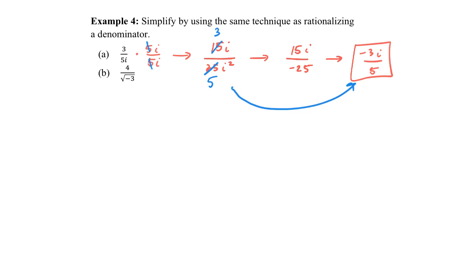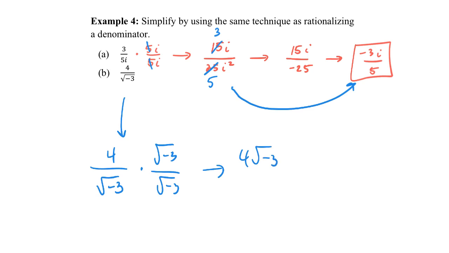How about part B? What do you got, Sean? Multiply everything by square root of negative 3 over square root of negative 3. That'll work. So you would have 4 root negative 3 over 3. So we'd have 4 times the square root of negative 3 over 3. Now, where does the 3 come from, just so we're all aware? Negative 3 times negative 3 is 9, square root of minus 3.